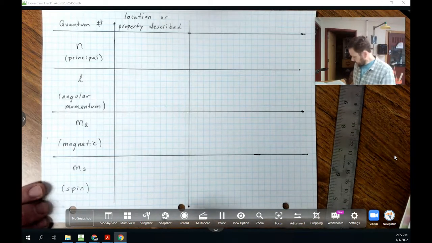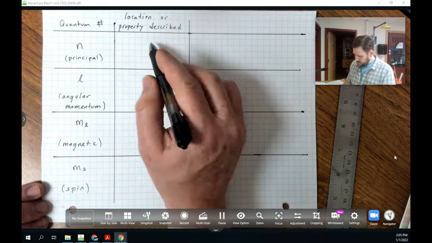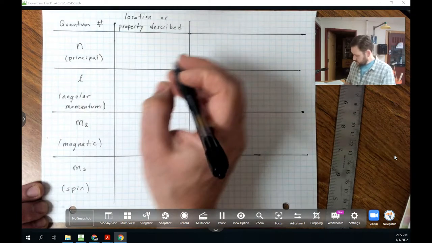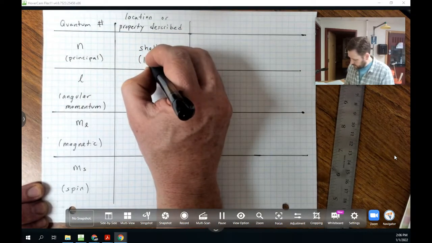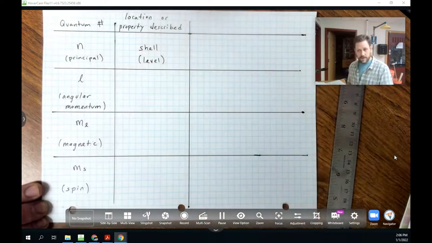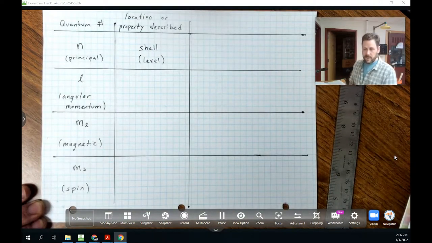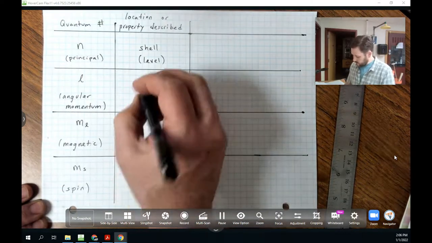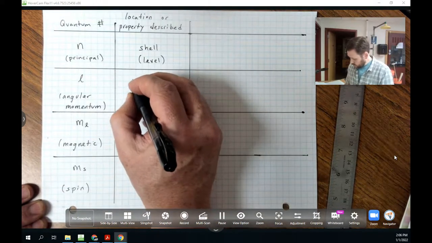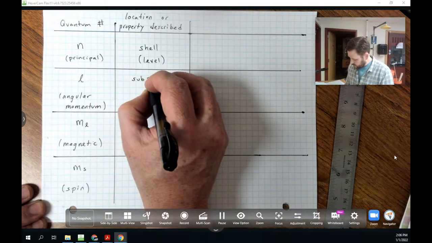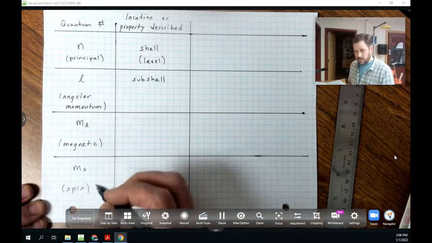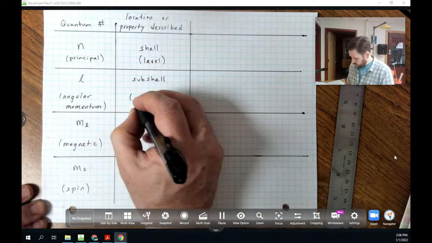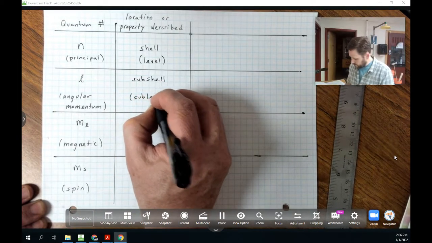So what is the location described by the principal quantum number? That is what we call the shell or the energy level. Both of those words are totally acceptable and they're both used. But what we're learning now is that within shells, there are subshells. And so we're not really ever going to use the word angular momentum quantum number, but we will use the word subshell or sublevel quite often.